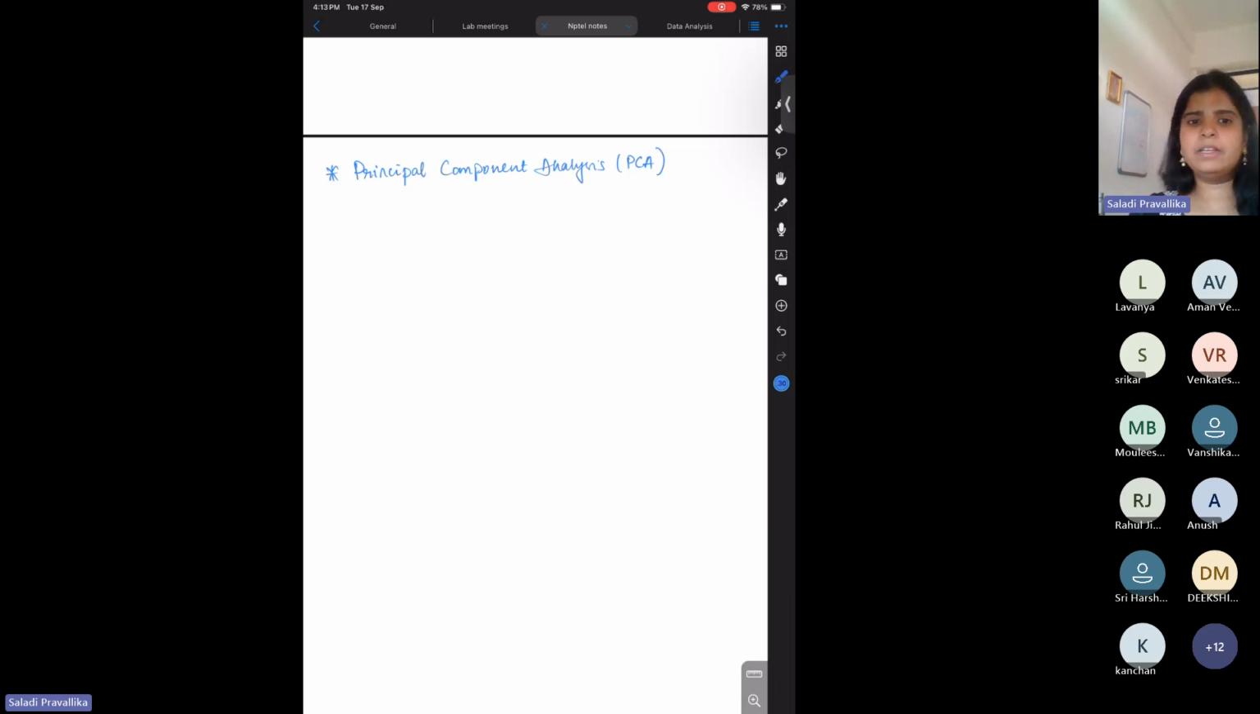Okay. So the 5 steps include: first, we have to standardize the data that we have, and then we compute the covariance matrix to find the correlation between variables. And then we compute the eigenvalues and eigenvectors for that covariance matrix to identify the principal components. And then we create a feature vector to decide which principal component to keep and which one to let go. And then we recast the data along the principal component axis as well.